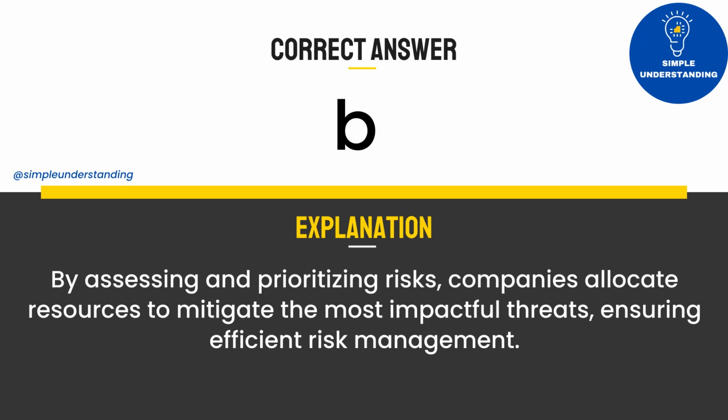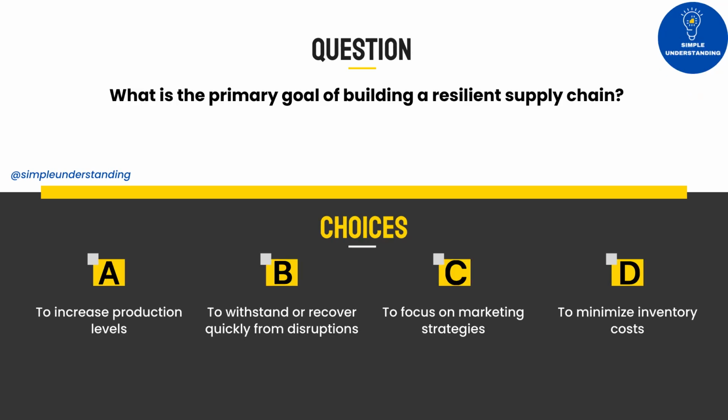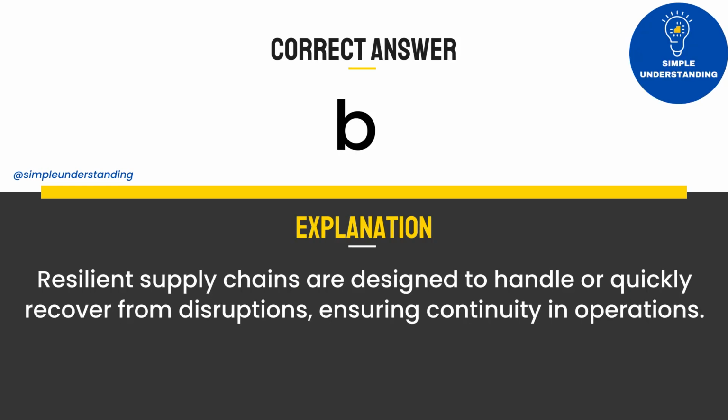3. What is the primary goal of building a resilient supply chain? A. To increase production levels. B. To withstand or recover quickly from disruptions. C. To focus on marketing strategies. D. To minimize inventory costs. Correct answer, B. Explanation. Resilient supply chains are designed to handle or quickly recover from disruptions, ensuring continuity in operations.